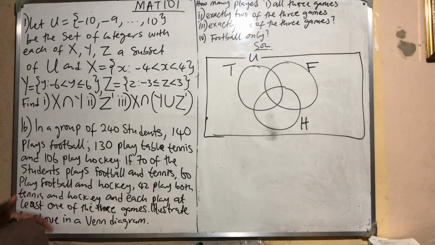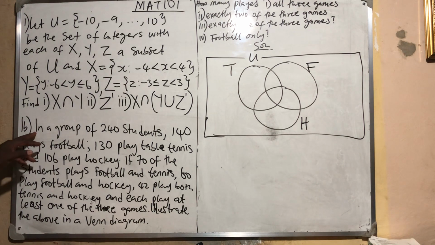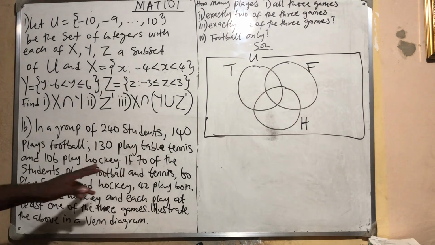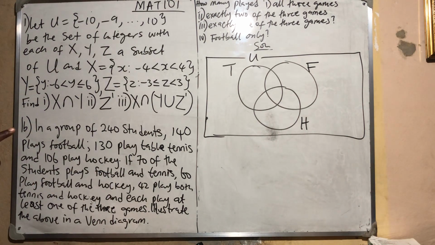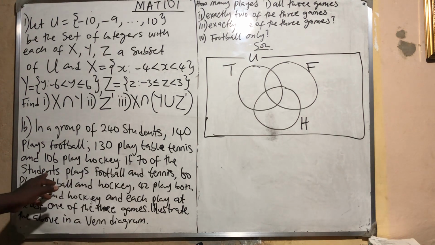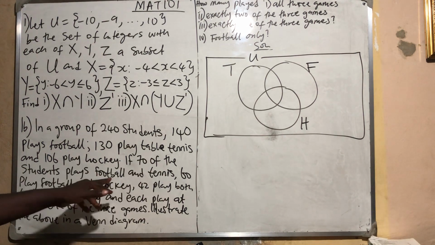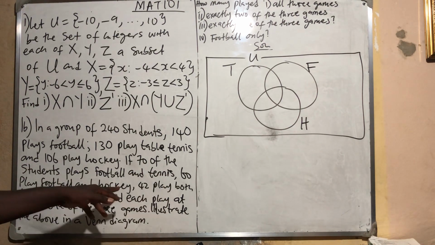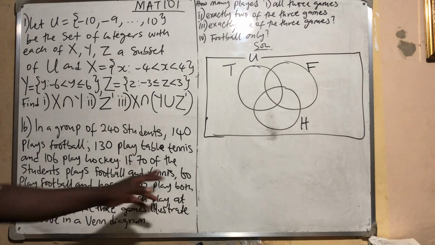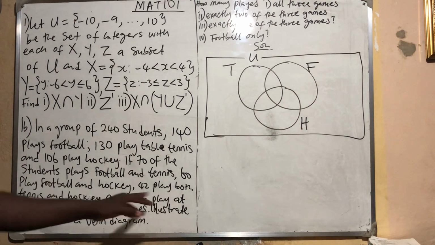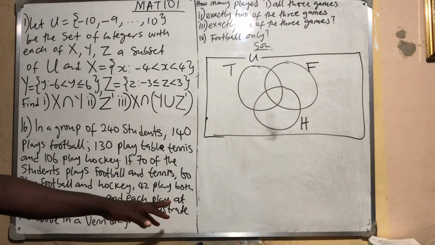Now, if you read this out, they said in a group of 240 students, 140 play football, this plays this. I'm looking for where they will tell me the number of people that play the three of them. That's what I'm interested in. They say 70 of the students play football and hockey, I'm not interested. 60 play football and hockey, I'm not interested. 42 play tennis and hockey, I'm not interested. And each of the students plays at least one of the three games.